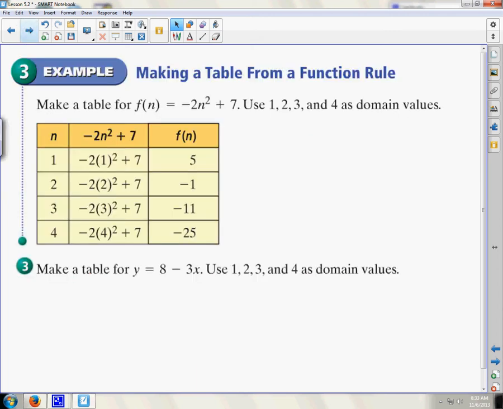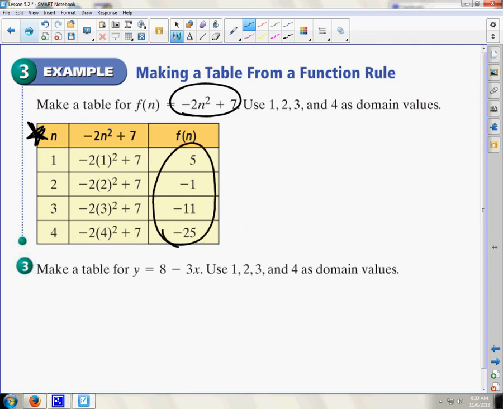So making a table from a function rule. Here, they have the function f(n) equals negative 2n squared plus 7. And then they want you to use 1, 2, 3, and 4 as domain. So you'd put 1, 2, 3, and 4 right here as the domain, and then you plug it in. So negative 2 times 1 squared is negative 2, plus 7 is 5. And you fill out your table and you get your function. This is the output from the function.